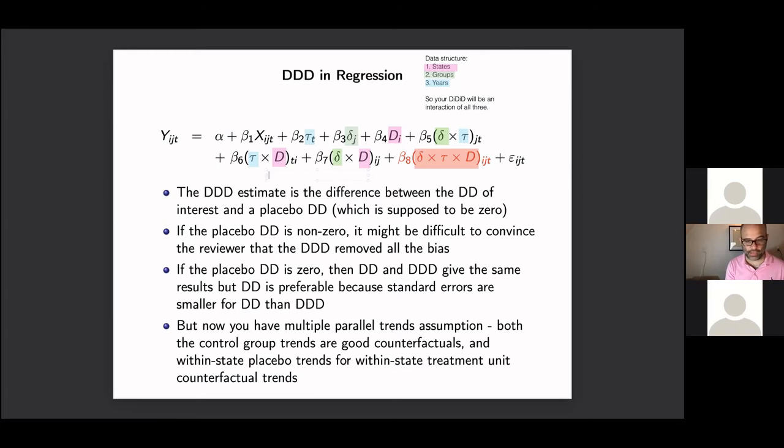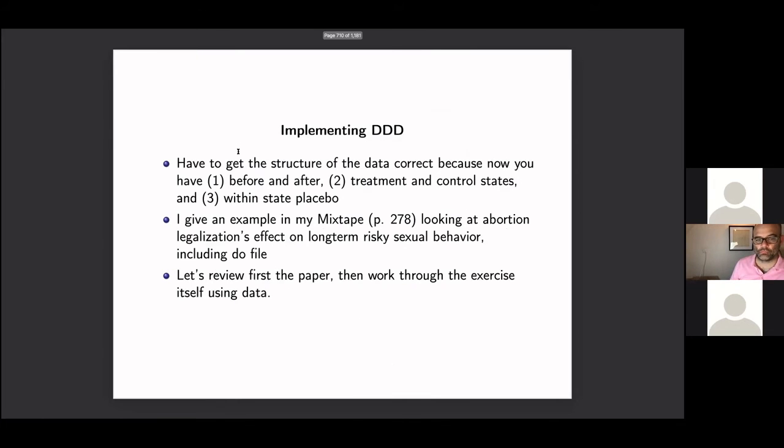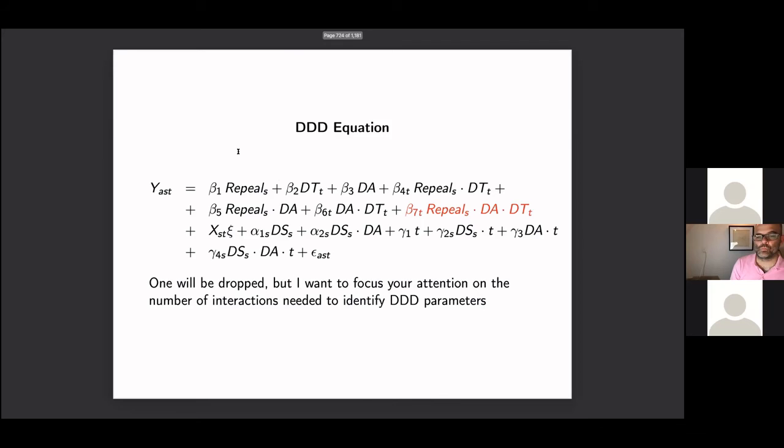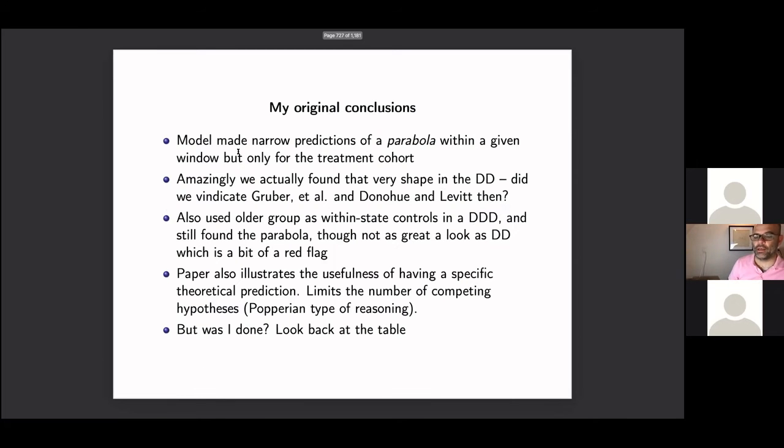And in the OLS specification, beta 8, the coefficient on all three interactions, is our parameter. And it will identify the ATT under that version of parallel trends I showed earlier. Okay, that will equal the ATT under that assumption that I did earlier. I'm going to skip this discussion of an old paper of mine so that I can get to these new estimators.